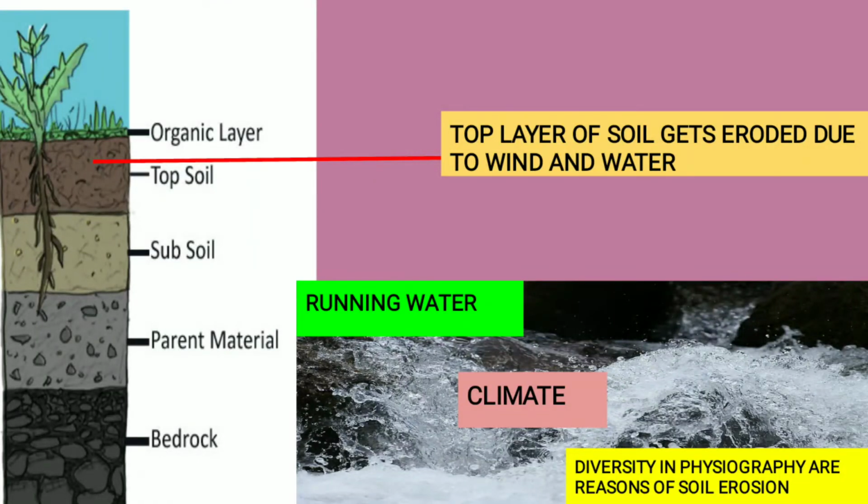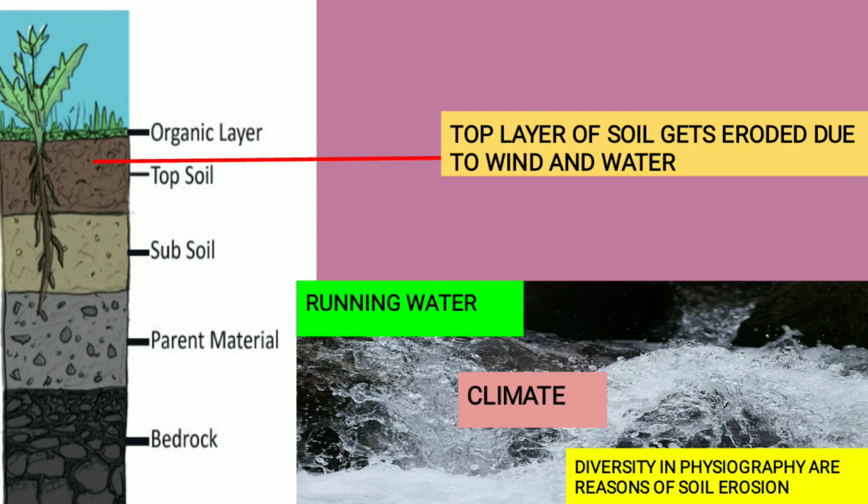Let us continue with our lesson soils. Now you can see over here to the left are the different layers of soils, and this topmost layer of soil gets eroded due to wind and water. Because of the wind, because of the water, it will get washed away, eroded.